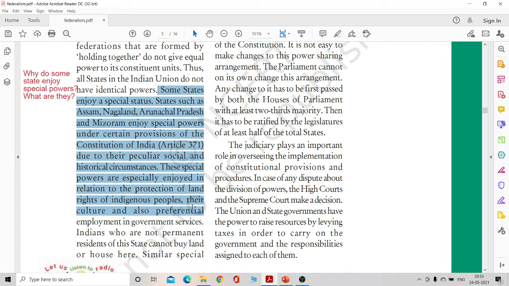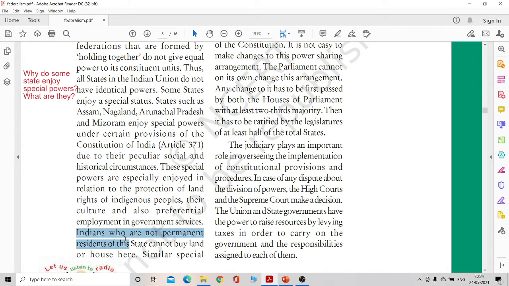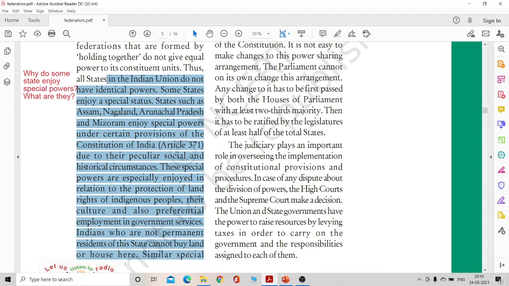They are a minority. So their culture is given preferential conservation, and of course they are given employment within their states to protect their diversity. And of course you have to mention that Indians who are not permanent residents of these states cannot buy land or house there. It is essentially to protect the rights of the indigenous peoples who live there. So this would be your answer to your 3-marker question: why do some states enjoy special powers and what are they?